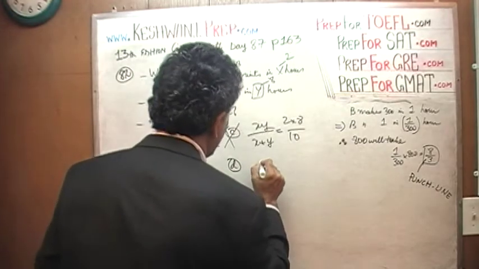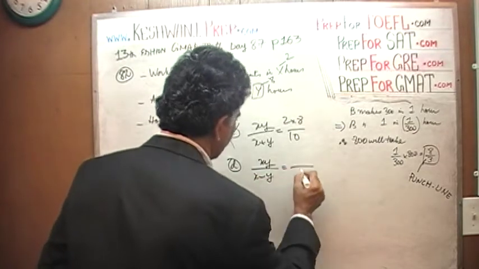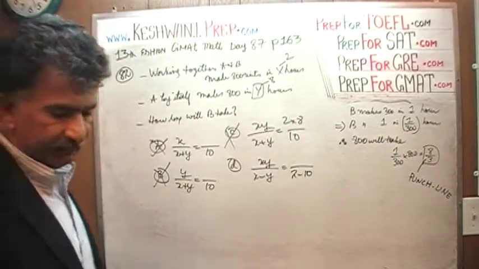D says X times Y over X minus Y. X minus Y, X is 2 and Y is 8.